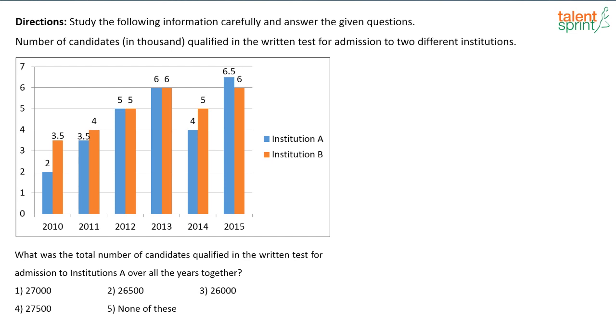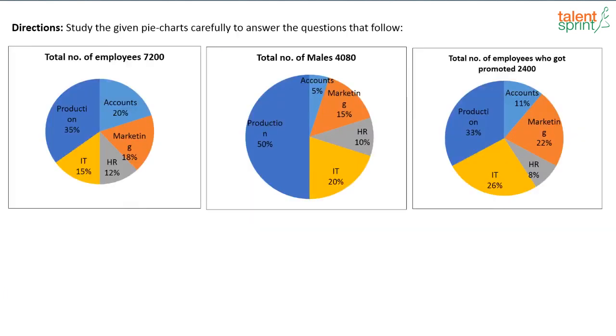What was the total number of candidates qualified in the written test for admission to institution A over all the years together? Just add institution A, right? Add up all these and give the answer. So what will be the answer? 6 plus 4, 10, correct? 6.5 plus 3.5, another 10. So 10 plus 10, 20. 25 plus 2, 27. So 27,000, right? That will be the total number of candidates who have qualified in written test for admission to institution A. Option 1. Next.